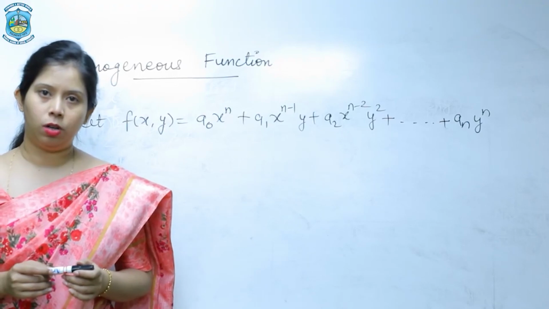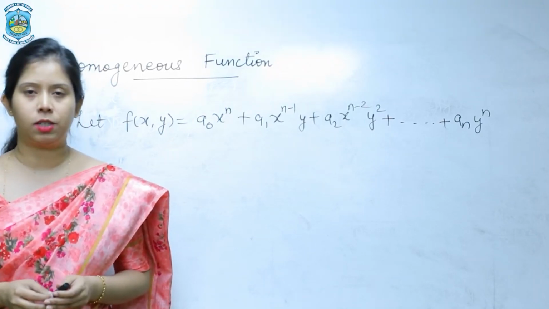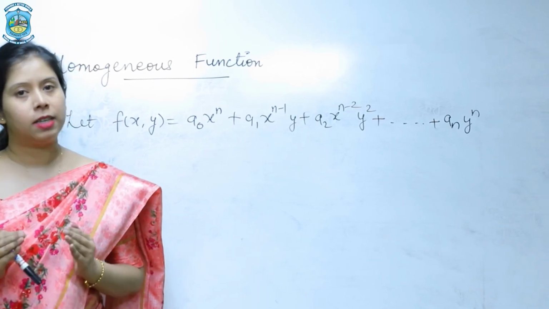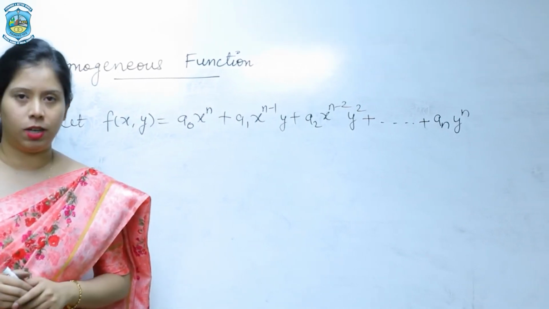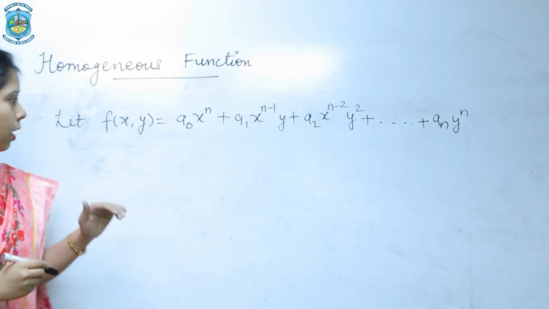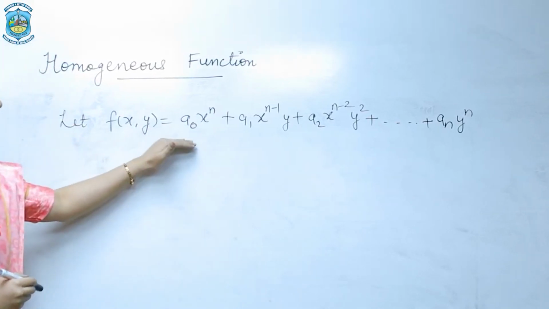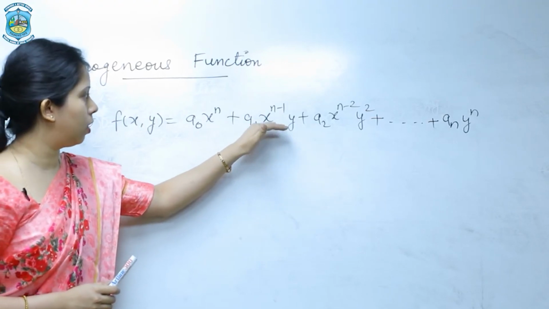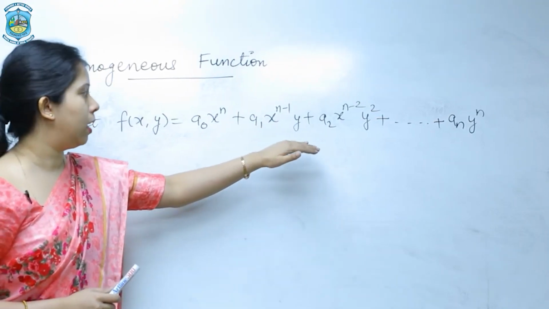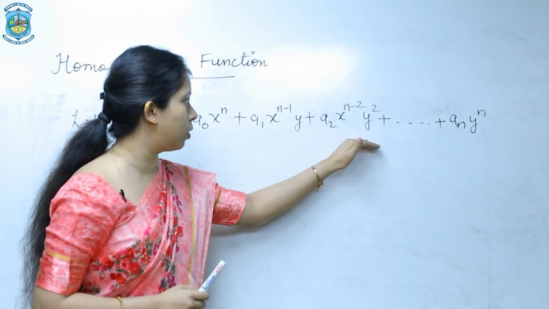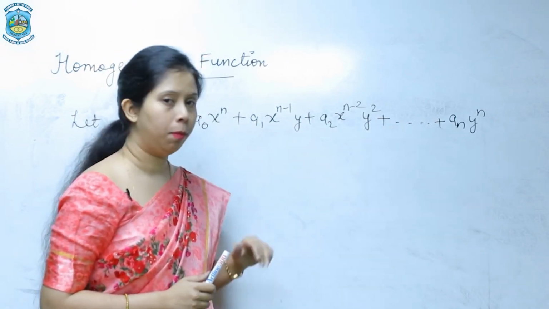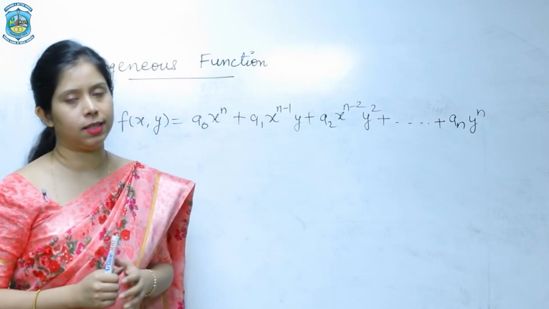So next, moving on to the definition of homogeneous function. A function in which each term is of the same degree is called a homogeneous function. So let f(x, y) = a0 xⁿ + a1 xⁿ⁻¹ y + a2 xⁿ⁻² y² + and so on, up to an yⁿ, be a function of two variables x and y.